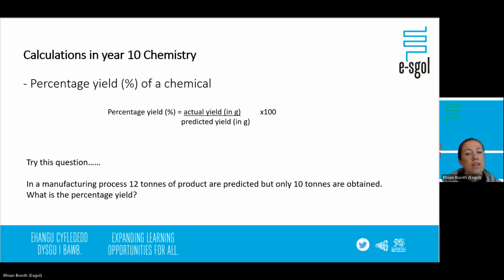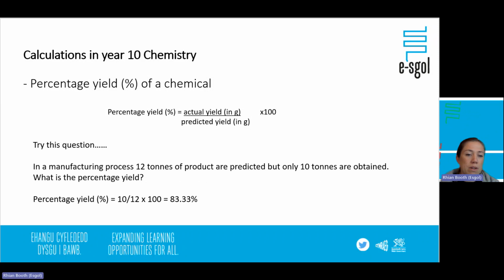So try this question. In a manufacturing process, 12 tons of product are predicted, but only 10 tons are obtained. What is the percentage yield? Okay, so have a look at the equation. The actual yield over predicted yield times 100. Let's have a look at the answer. So nice and simple, 10 is obtained. So 10 divided by 12, which is predicted, times 100 gives you a percentage yield of 83.33%, which is actually quite a high percentage yield. I would be very happy if I was to obtain this in the lab.